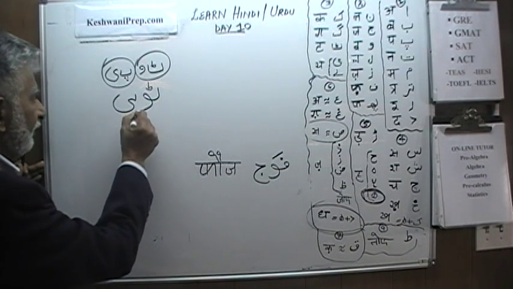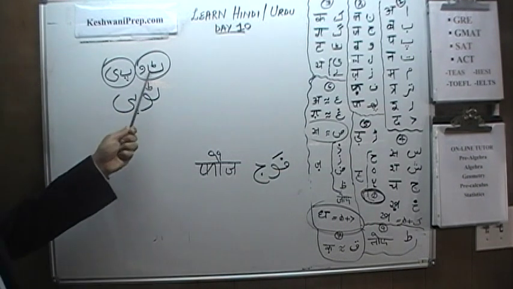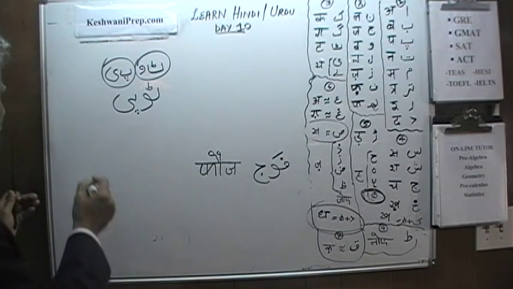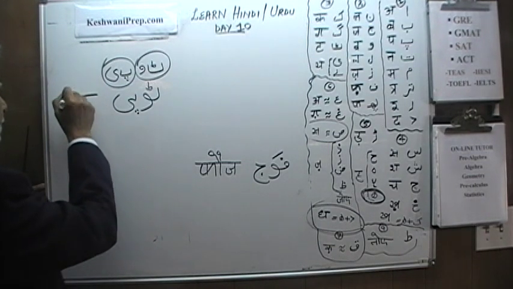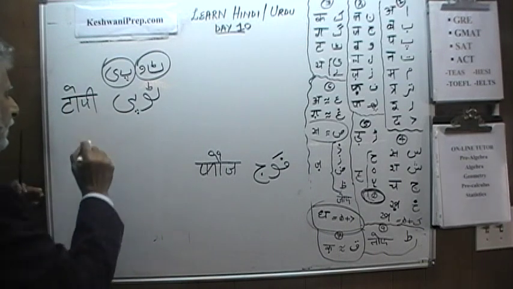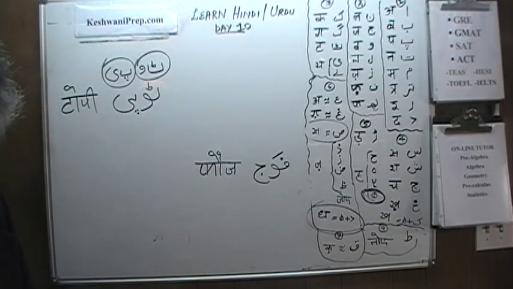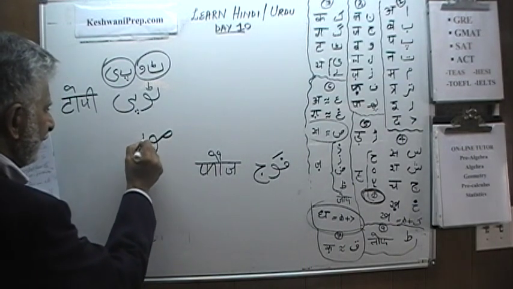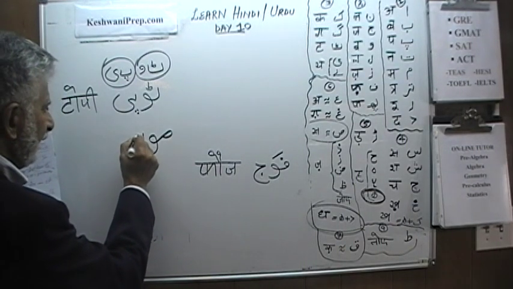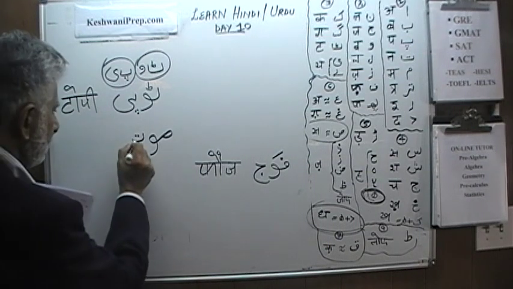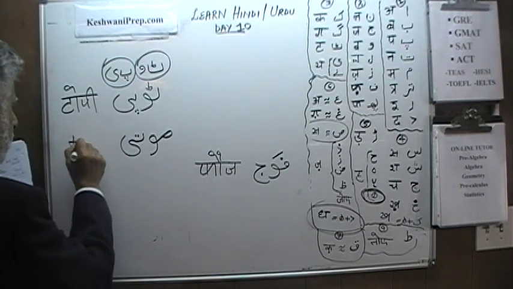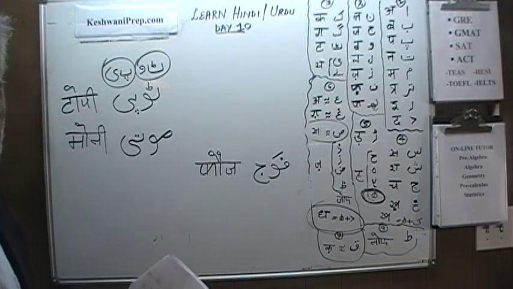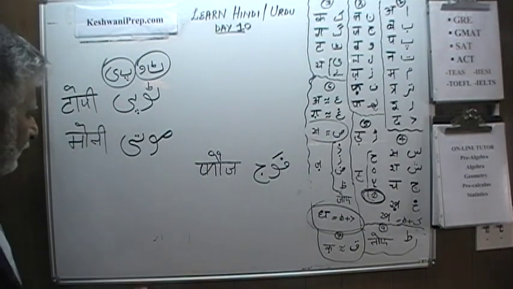Now what do you suppose it reads? It reads topi. Very short, topi. Topi as in hat. Let's look at another one. Mo, and then te. This is our te, and a choti ye here. Moti. As you can see, O is very quick. Moti.